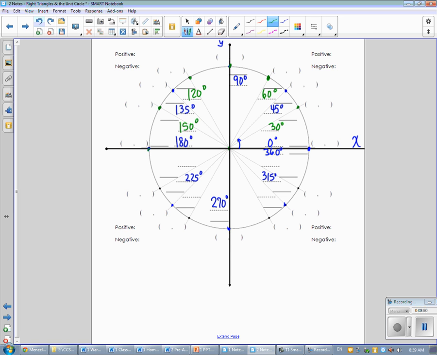Another 30 puts me here, and that's going to give me a 210-degree angle. Another 30, 240. Another 30 puts me at 270. Another 30 puts me at 300. And another 30 puts me at 330. Whoops, let me make sure I put that on the dotted line. And if I add another 30, that gives me back to 360. So now I've essentially labeled all of my angles in terms of the degrees.